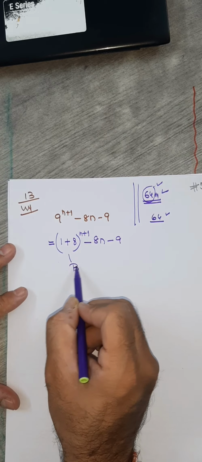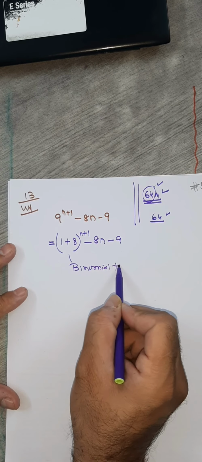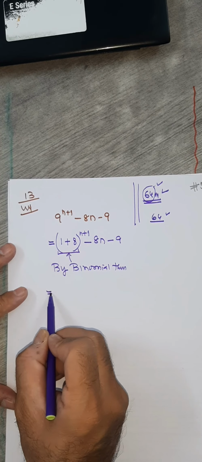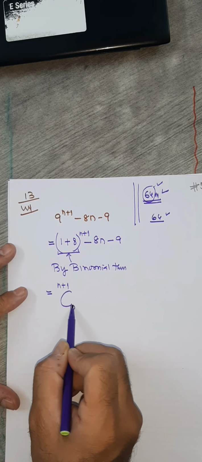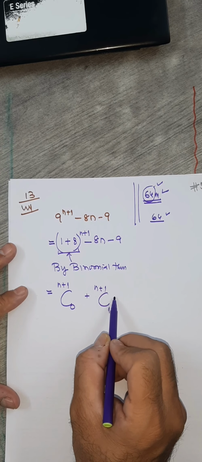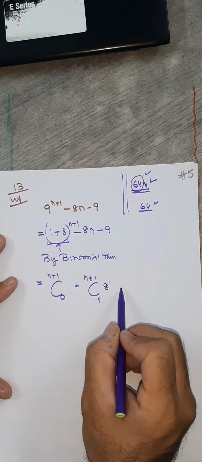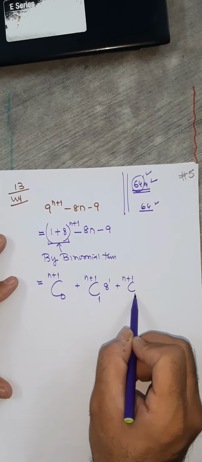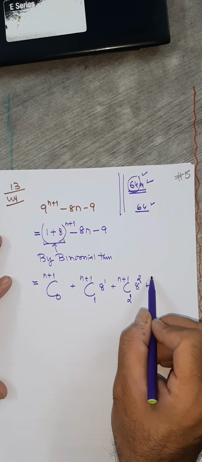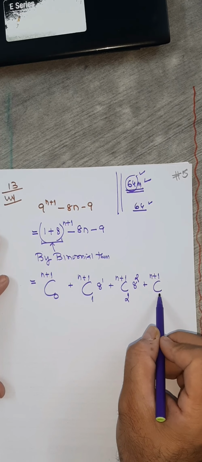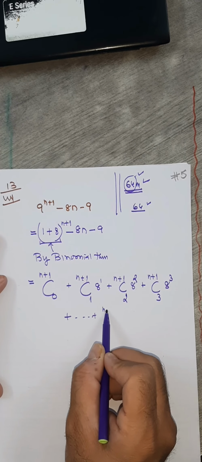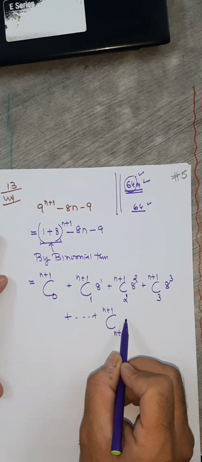Now for this we use binomial theorem. Here we'll use the binomial theorem for this term only. This one we keep as it is. So I'm using binomial theorem. n plus 1 C0 into 1, plus n plus 1 C1 8 raised to 1, plus n plus 1 C2 into 8 square, and so on. If you want, let's write one more: n plus 1 C3 8 cube, and so on. Last term, you can write n plus 1 C n plus 1 into 8 raised to n plus 1.